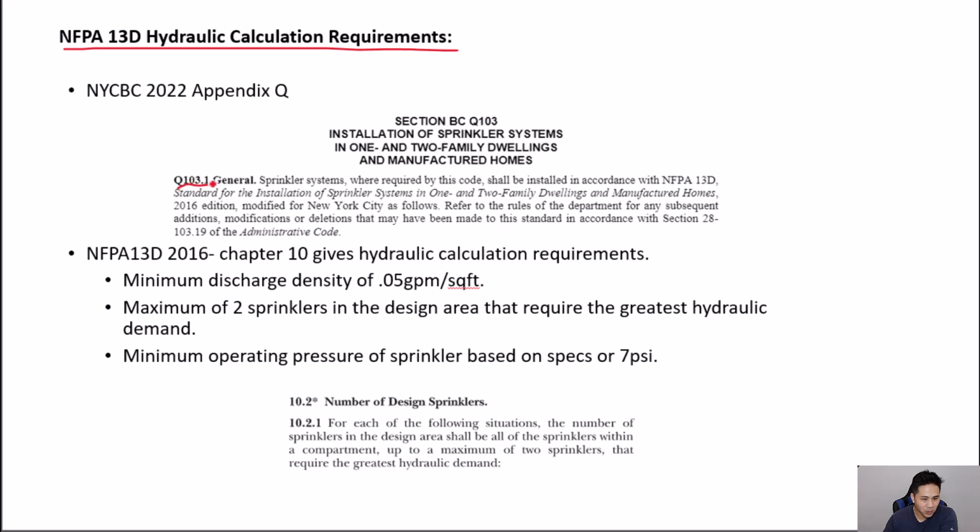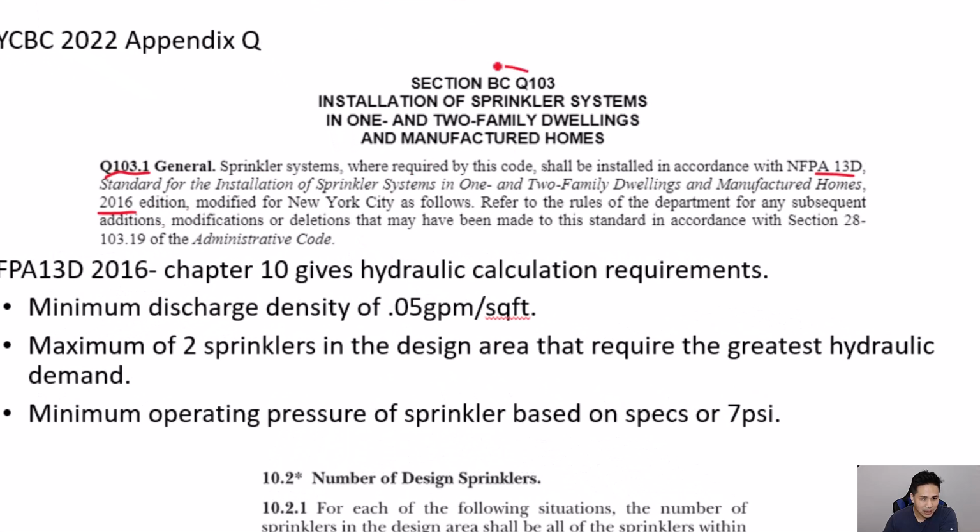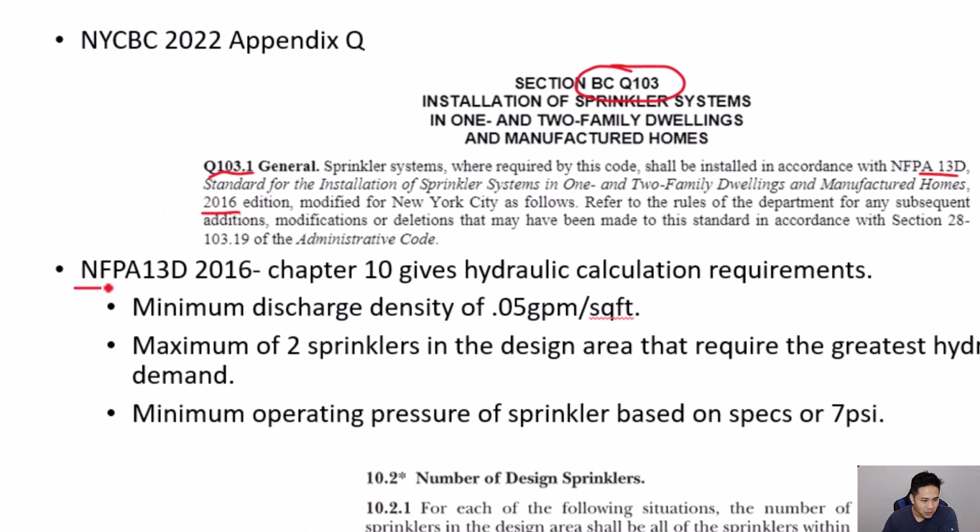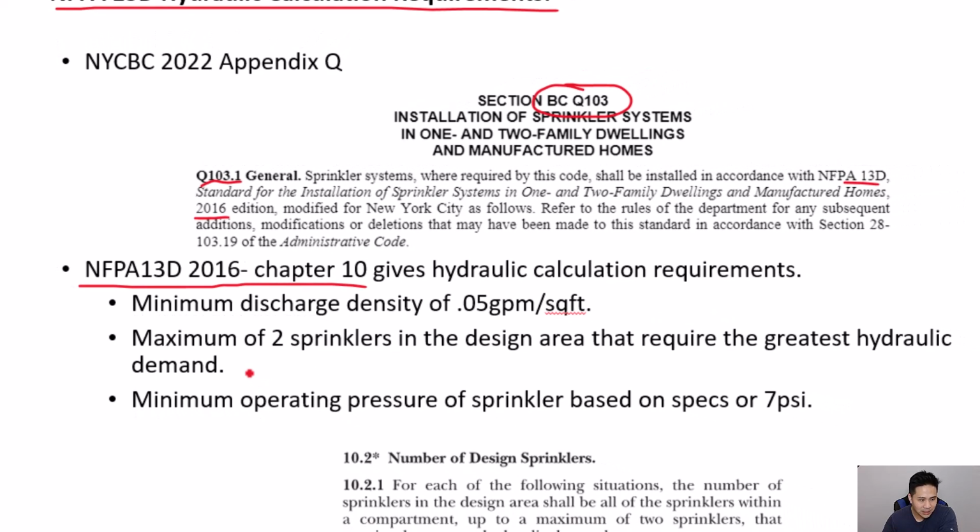It's 103.1. And it basically just states, to follow the 2016 year edition, modified by this entire section here, which I'm not showing here, but you can find it. It's public information, and you could just search for it online. So the NFPA 13D 2016 Chapter 10, all right, gives the hydraulic calculation requirements, and there's a lot of different requirements in that section. I'm just going to list some of the main ones that I think are important.